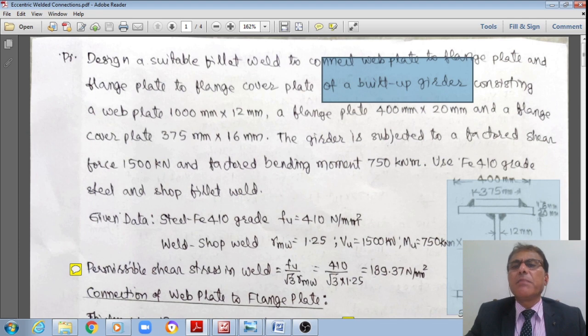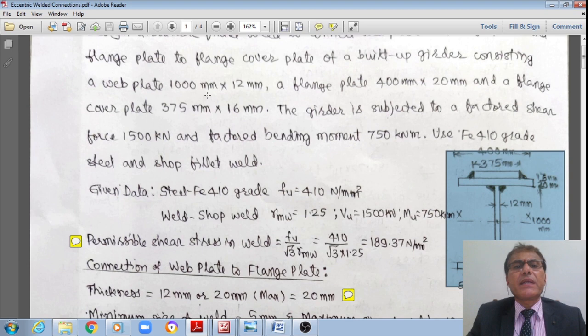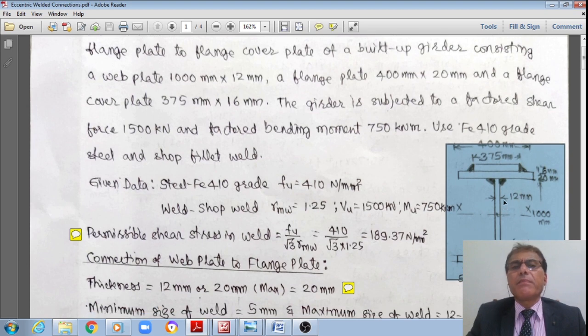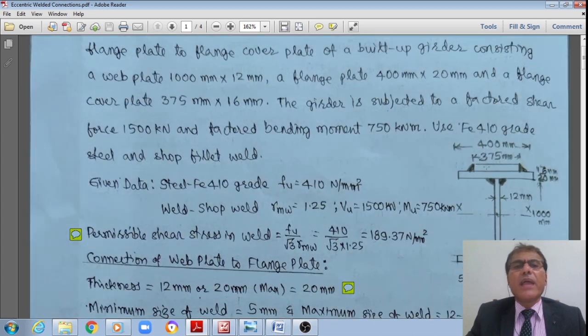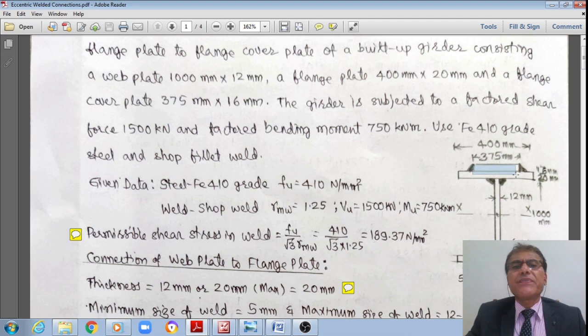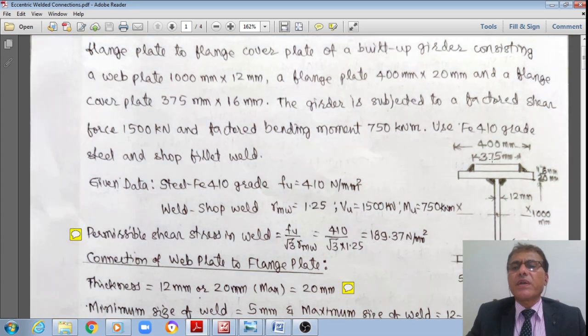A built up girder or built up beam consisting of a web plate of 1000 mm by 12 mm, this one, and a flange plate of 400 mm by 20 mm, this one, and a cover plate of 375 mm by 16 mm, right? Then the girder is subjected to a factored vertical shear force of 1500 kilonewton, right?